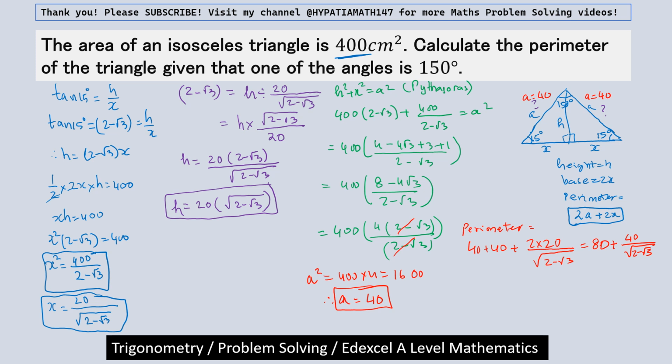So this expression, 40 divided by the square root of 2 minus root 3, gives me 77.27. So that is 80 plus 77.27, and that equals 157.3, and that is the correct answer. And of course it's in centimeters, so that is the answer.